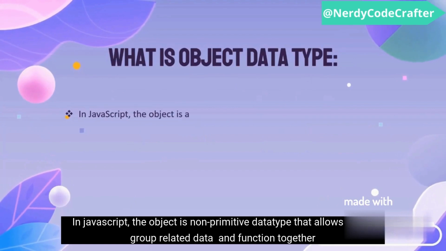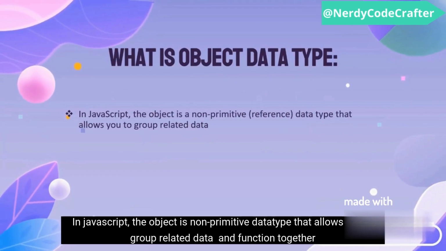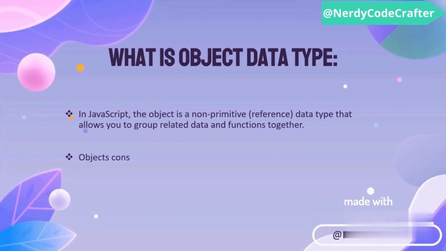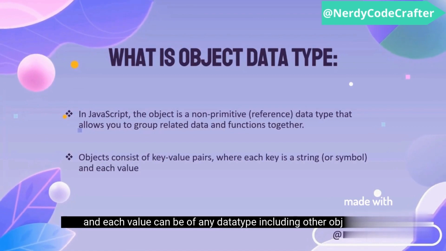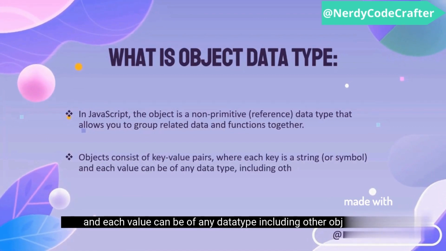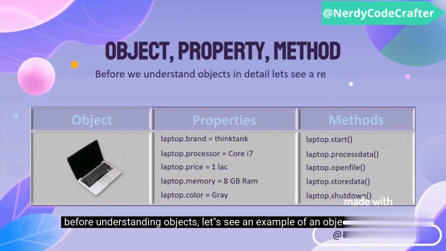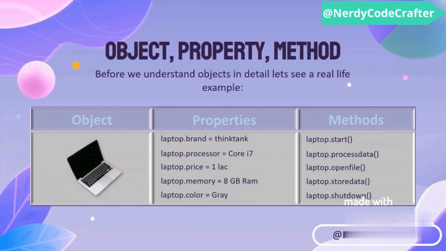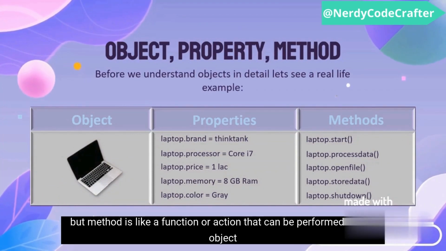In JS, the object is a non-primitive data type that allows you to group related data and functions together. Objects consist of key-value pairs where each key is a string and each value can be of any data type, including other objects. Before understanding objects, let's see an example of an object, a laptop, where you can see a property is like a variable of the object, but a method is like a function or action that can be performed on the object.